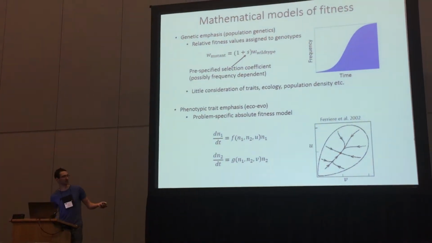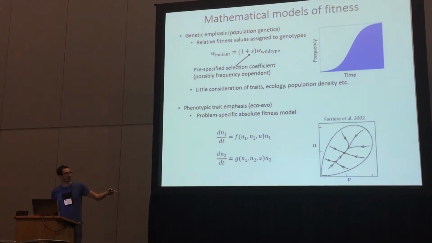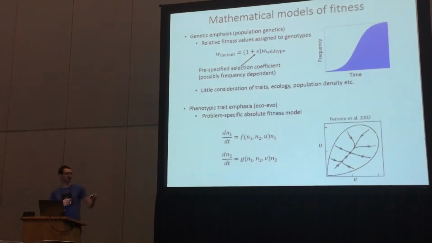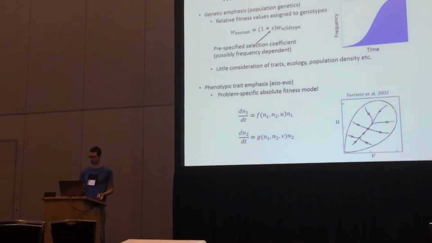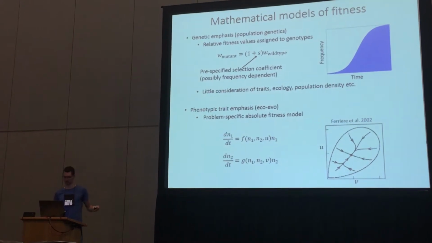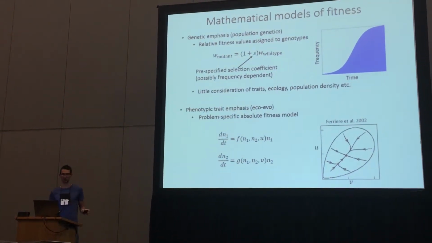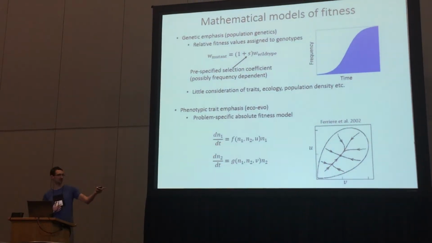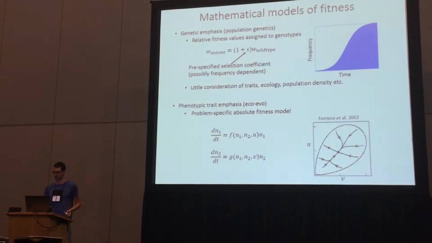This is a classic adaptive dynamics type trait evolution figure. The teardrop is the region of stable coexistence, and the trajectories are how the traits are changing over time. This side of fitness modeling is very problem specific. You just look at some particular case, in this case a mutualistic trait or something, and you have a very specific scenario in mind.